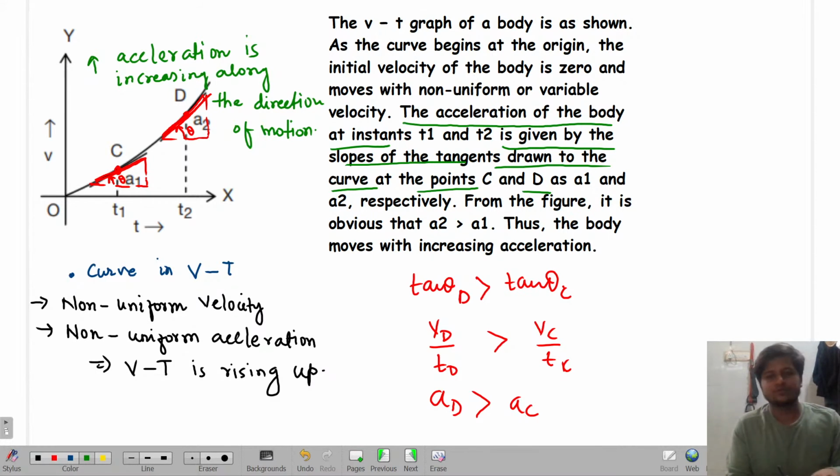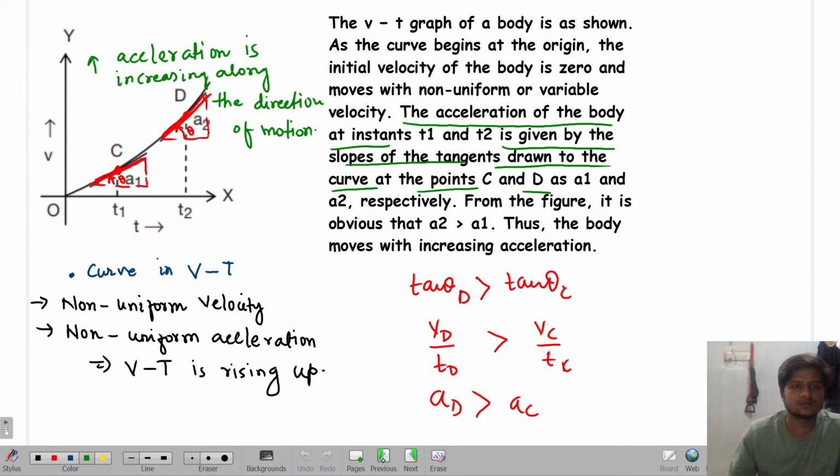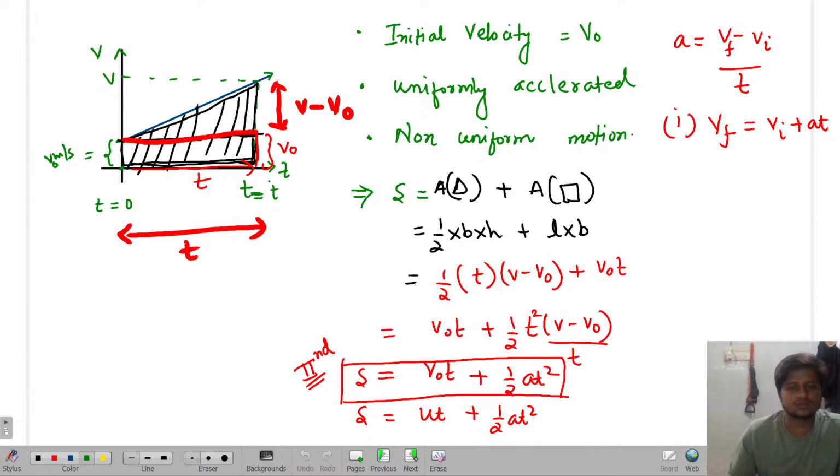Please try to understand: every time, if I get a curve in VT, it is a non-uniform velocity, the first important thing. Now, non-uniform velocity will have two types: either it will be accelerating or it will be retarding. Based upon both of the cases, we can draw the graphs like this. Now moving to the next point. Now try to understand what this is. Non-uniform decreasing acceleration.